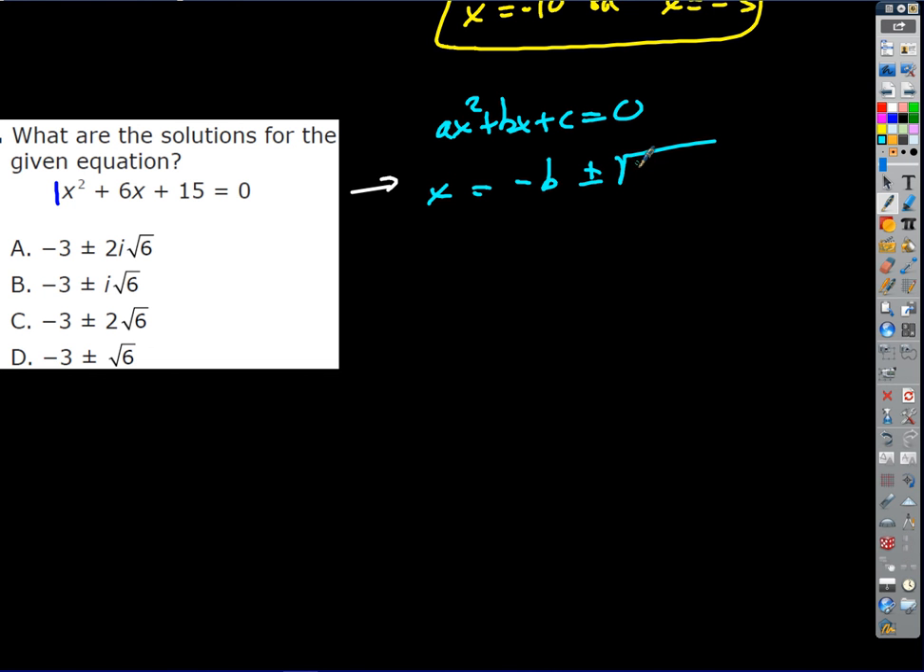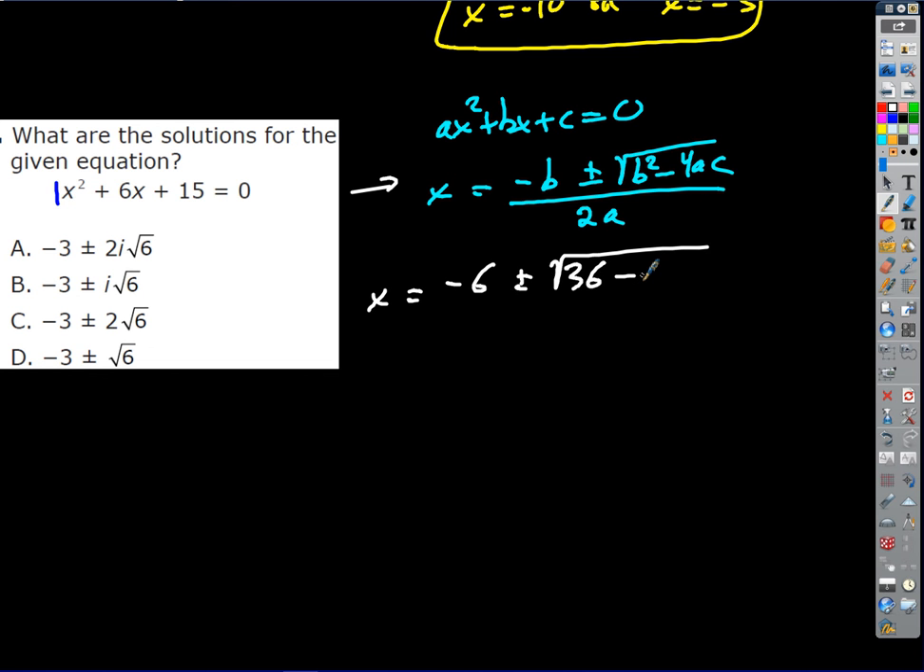Square root of b squared minus 4ac, all divided by 2a. There you go, beautiful. Okay, so if we plug in our numbers, we're going to get x equals negative b, so that's negative 6, right? Plus or minus the square root of b squared, that's 36, minus 4 times 1 (that's a) times c, which is 15. So 36 minus 60, all divided by 2 times 1, which is 2.